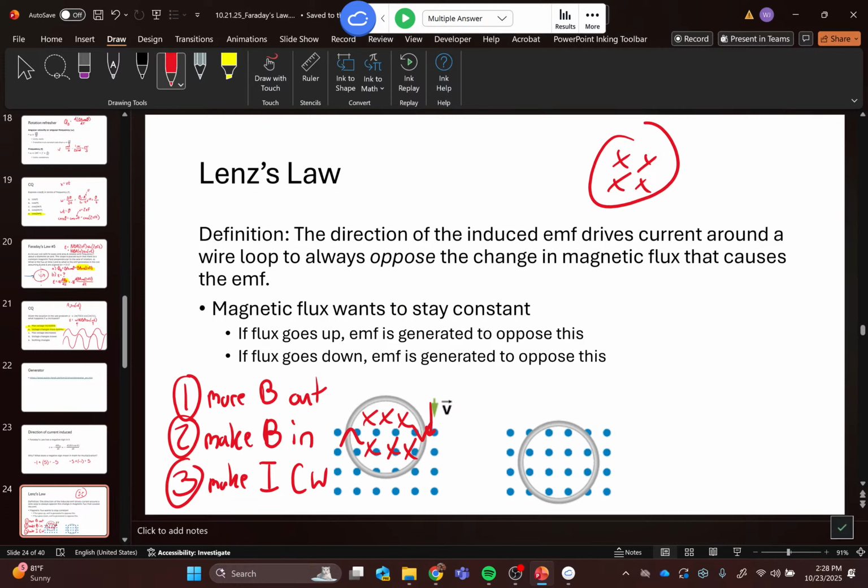Now, once it's in the field, if the field is uniform everywhere, it'll stop making the current. It will only make a current to oppose a change. If there is no change, then nothing happens. There has to be a changing flux to make this happen. So now we're going to look at a variety of situations to practice this.